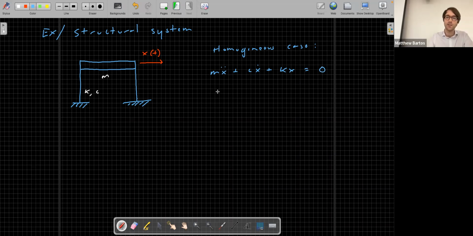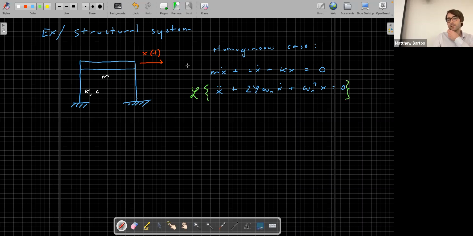And we showed last time that we can write the system by normalizing it as x double dot plus 2 zeta omega n times x dot plus omega n squared x is equal to 0, where omega n is our natural frequency and zeta is the damping ratio. We defined those terms last time. So let's take this system here and apply the Laplace transform to it.